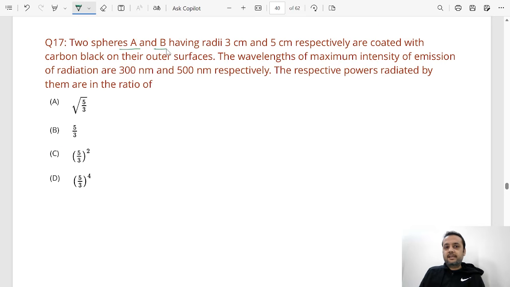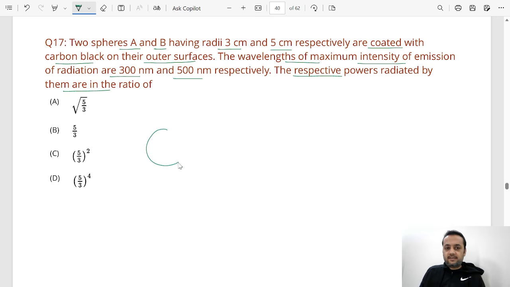Let's see this question, guys. Here there are two spheres A and B having radii 3 centimeter and 5 centimeter, and they are coated with carbon black on their outer surfaces. The wavelengths of the maximum intensity of emission of radiation are 300 and 500 nanometer. The respective power radiated by them are in the ratio of.